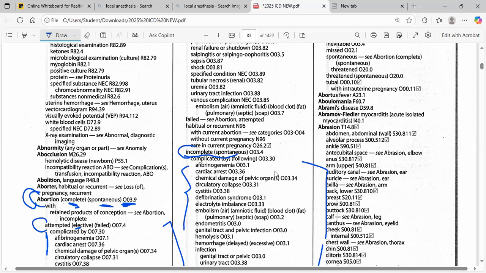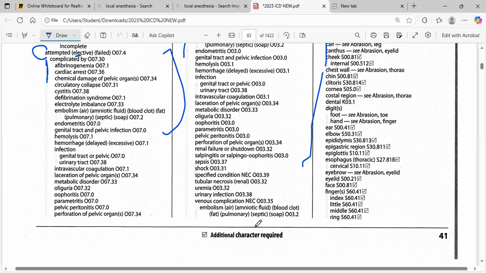So if there is retained product of conception, we are going to consider it as incomplete, even though the doctor mentioned it as complete. So it is incomplete, ultrasound showing retained, so we have to use incomplete. We have to use UTI, so it's a urinary infection. So our code should be O03.38 instead of any other code. We do not need any other code here. We just need to add one code only, O03.38. Clear?